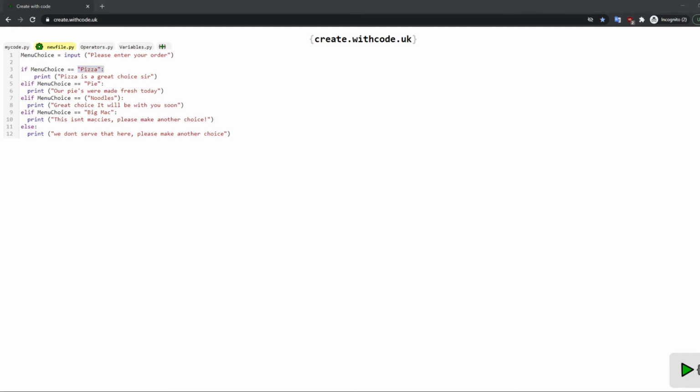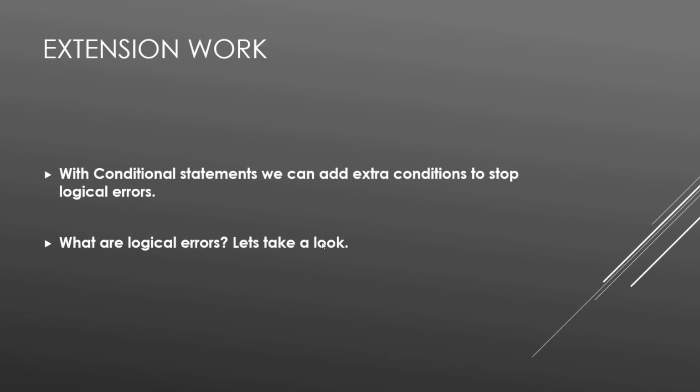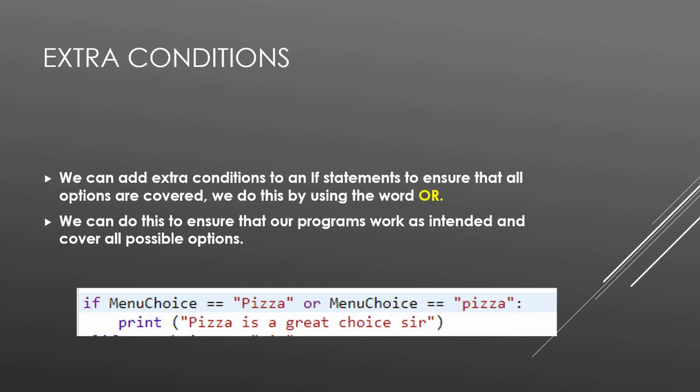So we need to find a way to give it different options, and this is what we call a logical error. We know that we want pizza, but the computer doesn't because we spelt it differently than what's intended. Okay, so moving back to the PowerPoint, we need to find a way to add extra conditions to our if statement to cover all options that the user could enter. So we can do this by using the word or in our if statement.